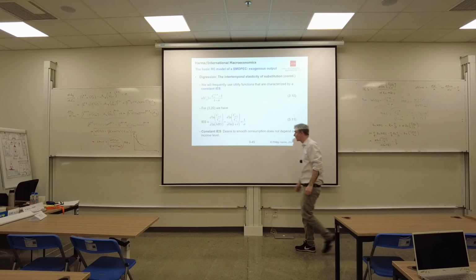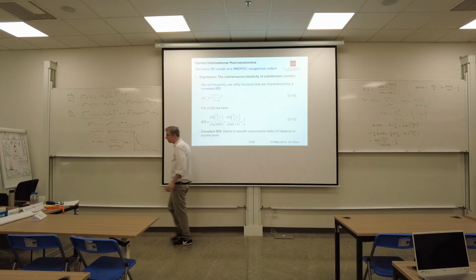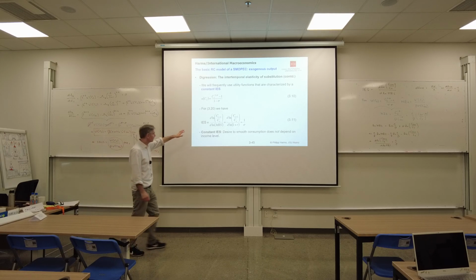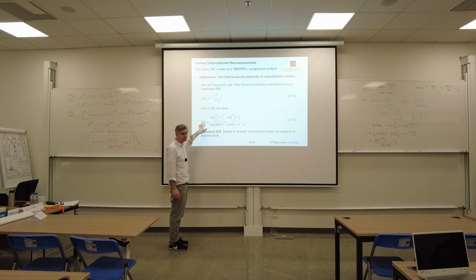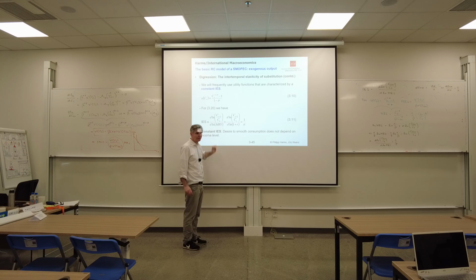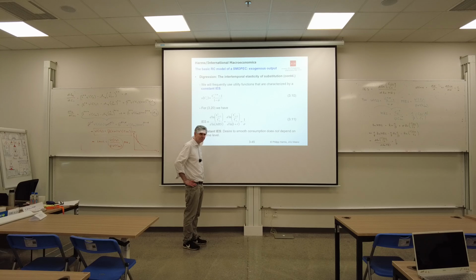Here, we know that if sigma is high, then the intertemporal elasticity of substitution is very low, and if sigma is low, then the elasticity is very high. Now, do you know what happens if sigma is equal to 1? So what happens to this thing if sigma equals 1?